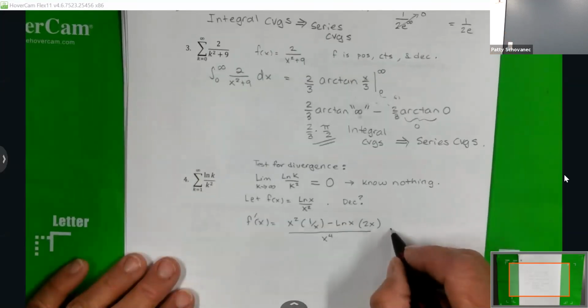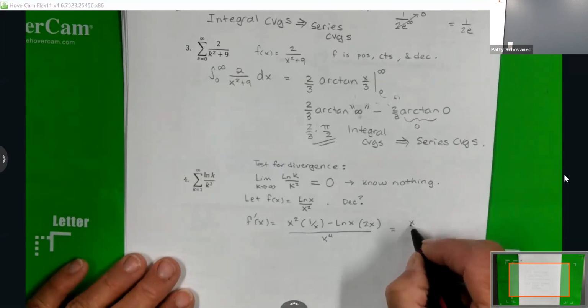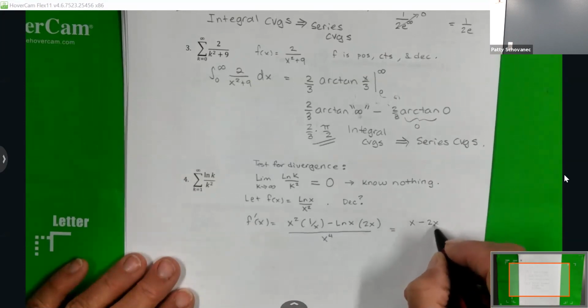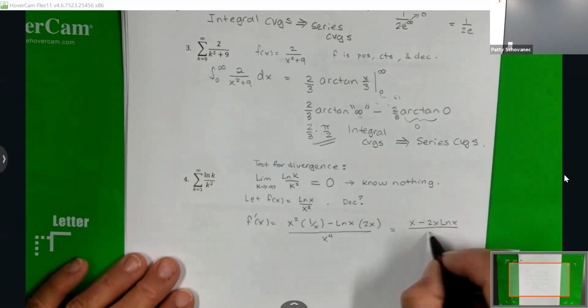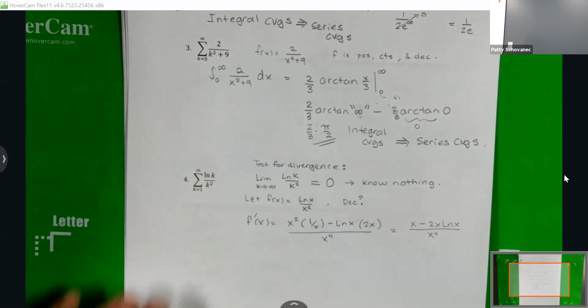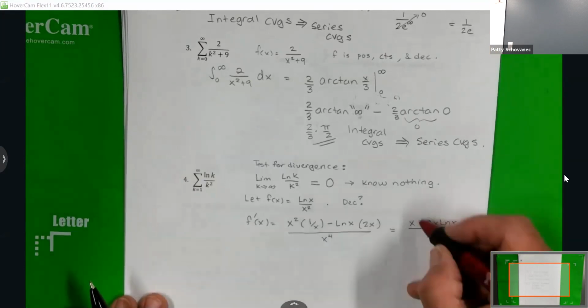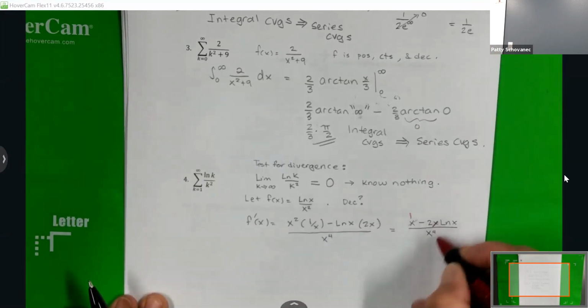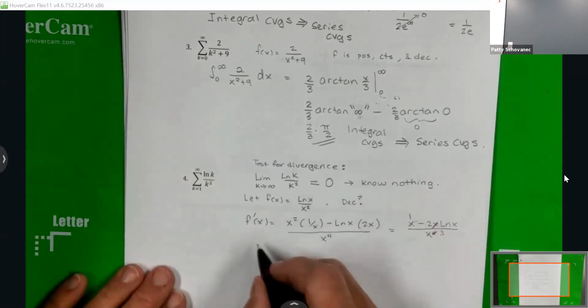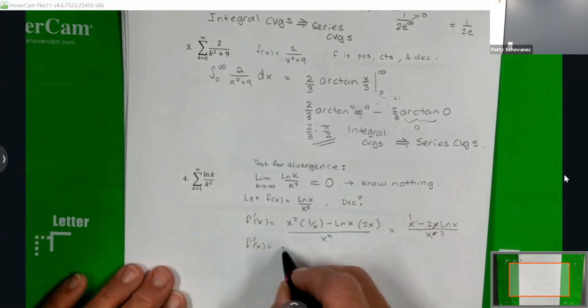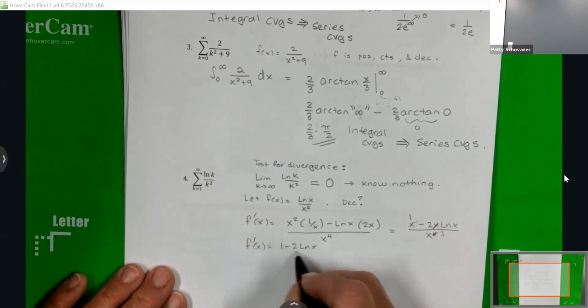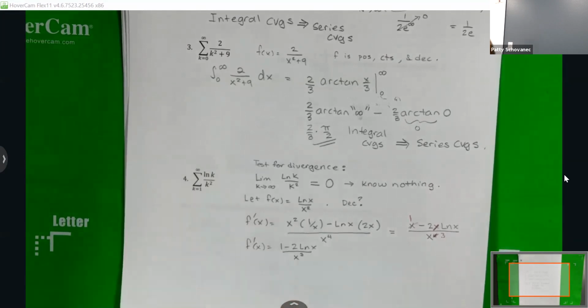I'll simplify that a little bit as x minus 2x natural log of x over x to the fourth. There's an x everywhere. Let's cancel one. Put a 1 there, cancel that to a 3. And so I have f prime of x is 1 minus 2 natural log of x over x cubed. There's a critical number where the derivative is equal to 0, and that's where the 1 minus 2 times natural log of x is 0.